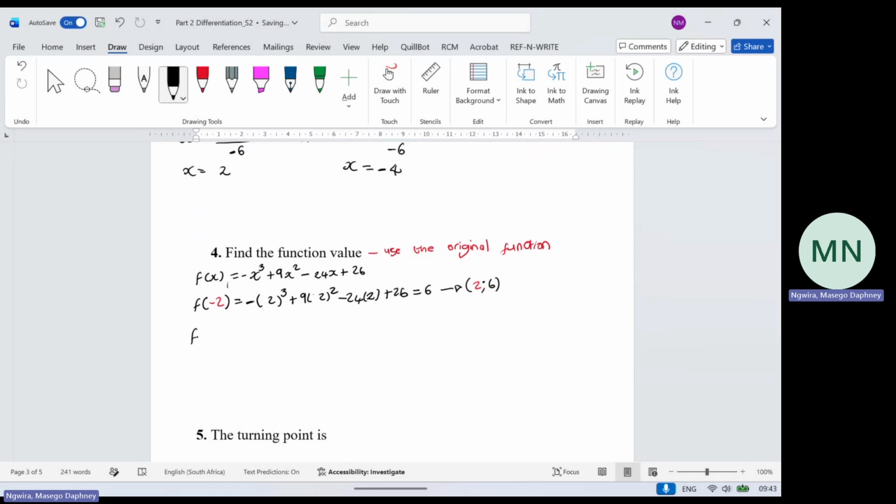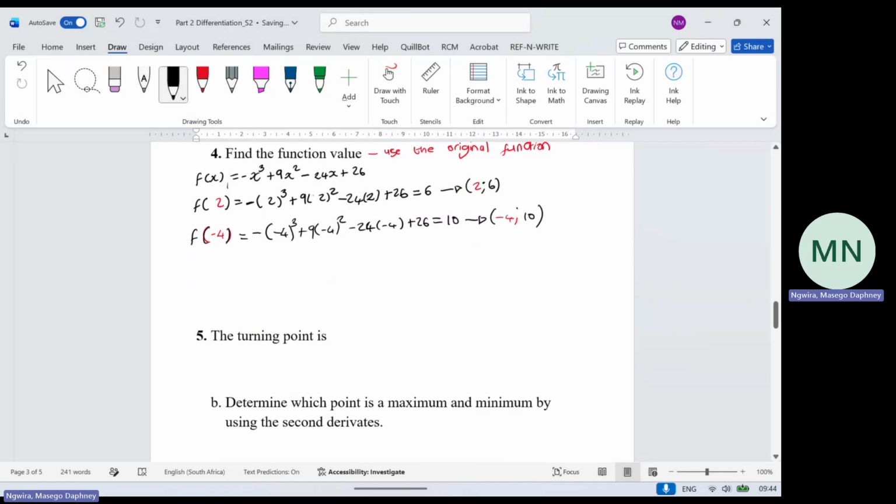And then for the -4, we are going to have negative. Wherever you see x, we put -4, and then plus 9, and then minus 24, and then plus 26. And then this will be equals to 10. So this means that our graph is going to turn at -4 and 10. All right. So these are our function values.